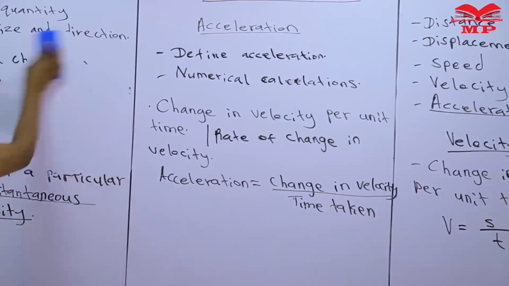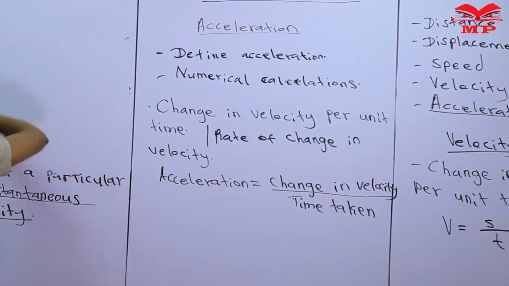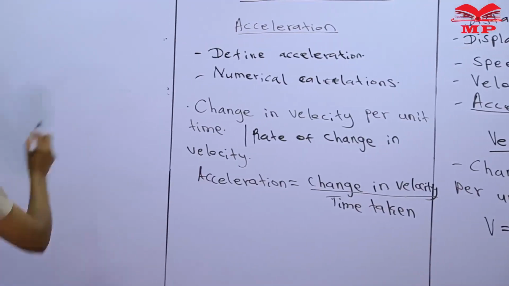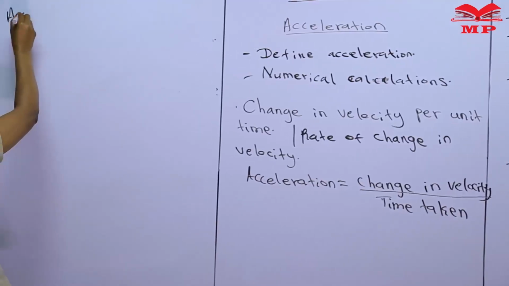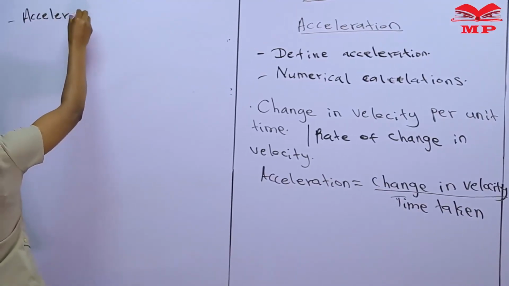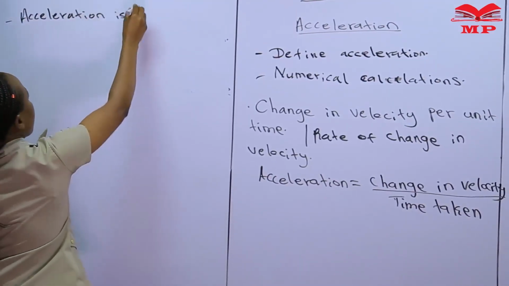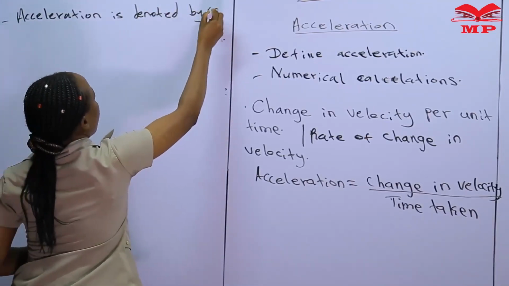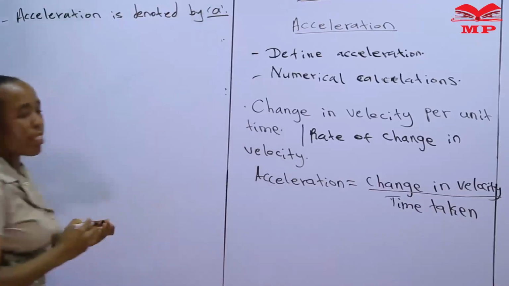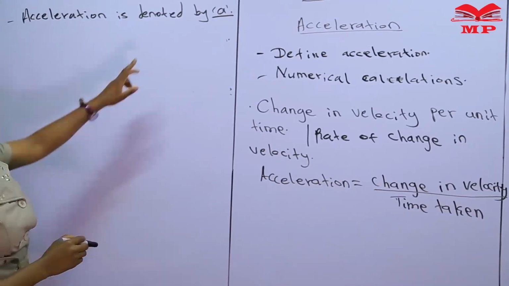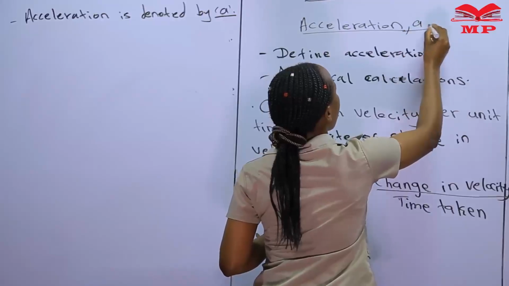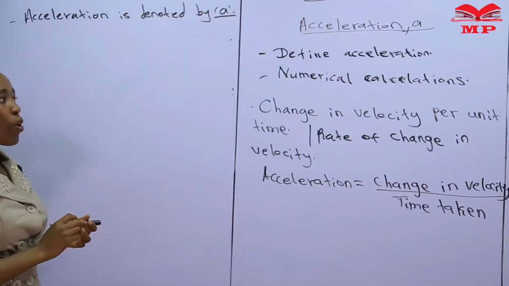And therefore, we also need to know that acceleration is denoted by a small letter a. This is the symbol for acceleration. It is not the SI unit. We can even write it here. So we have a for acceleration, a small letter a.